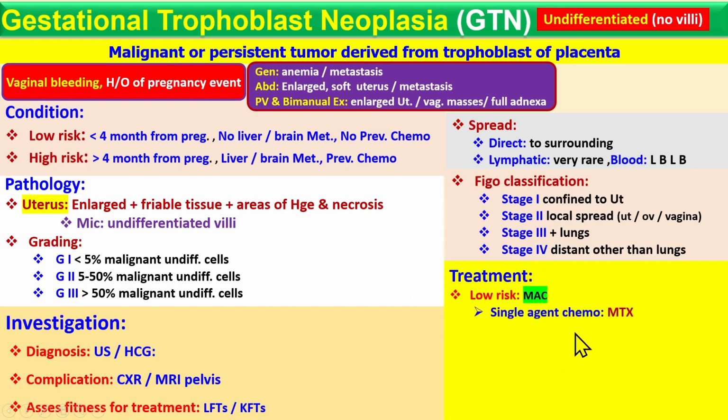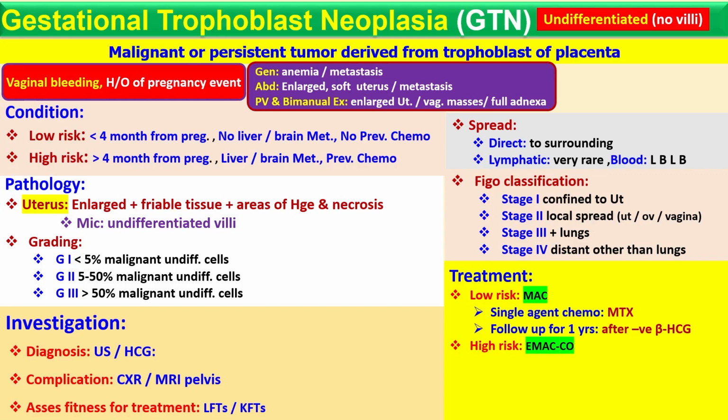In the low risk, we give a single agent, I mean methotrexate. So these are actually three drugs where you can see methotrexate, actinomycin, and cyclophosphamide. So we give a single agent and follow up for 1 year after the negative beta HCG. So if the beta HCG comes negative, you should follow for 1 year.